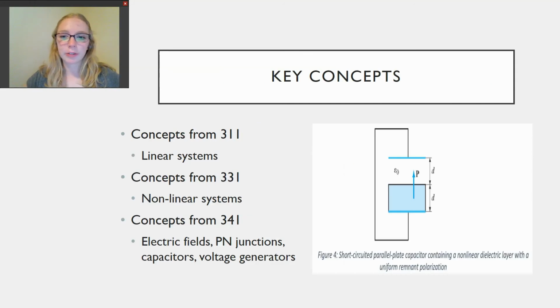Key concepts from each of the electrical engineering classes, which is from 331, 311, and 341, include linear systems, nonlinear systems, and a few things from electromagnetics are electric fields, PN junctions, capacitors, and voltage generators, which are all important in a power management system.